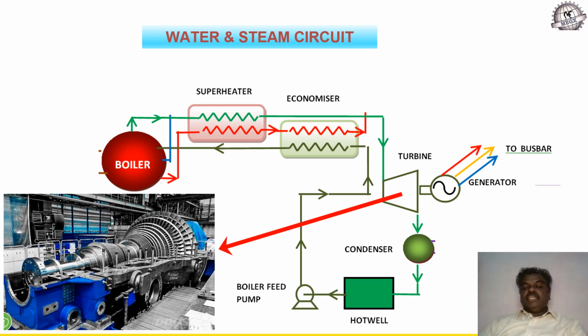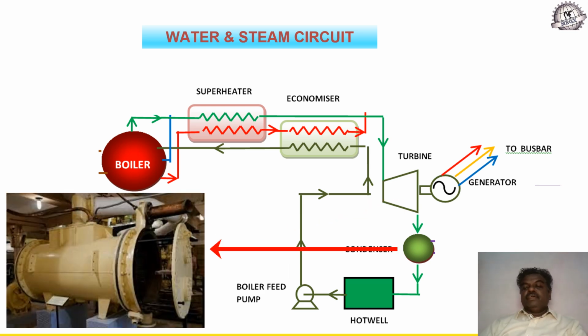The superheated steam from the superheater will go to the turbine, where it will be expanded. So the thermal energy that is contained in the steam will be converted into mechanical energy. The steam that comes from the turbine will be of low temperature and low pressure, and this steam has to be condensed.